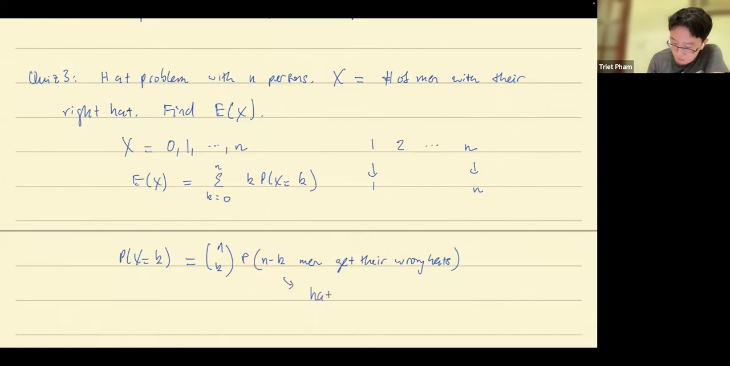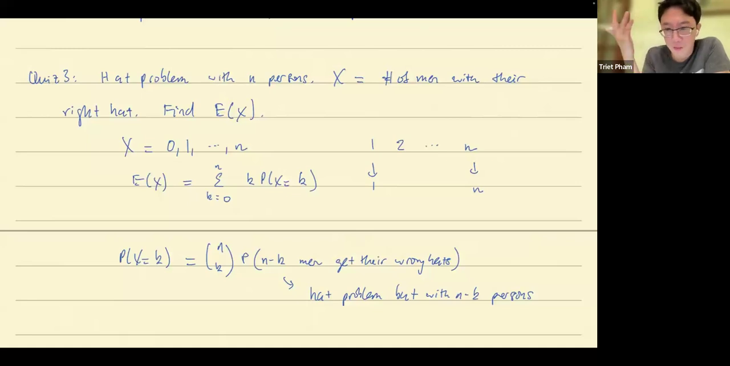This is the hat problem, but with n minus k persons. So in other words, we can write down something, but I'm not going to go back and write down the whole expression because, for obvious reasons, even if we plug that in, it's unclear what we're dealing with, right? Because this has a sum, has this, and has that term.